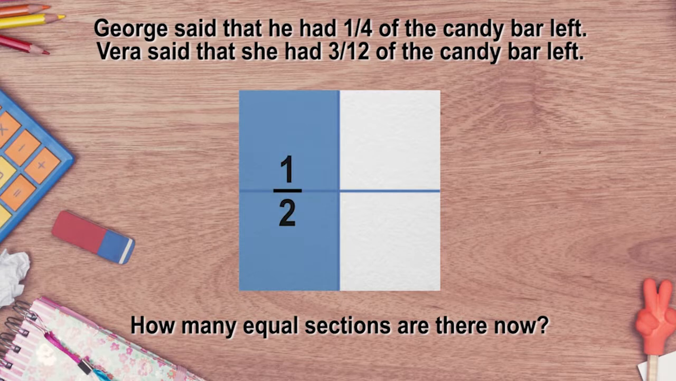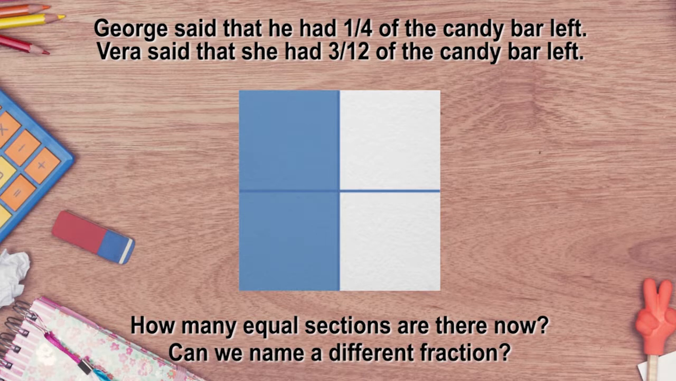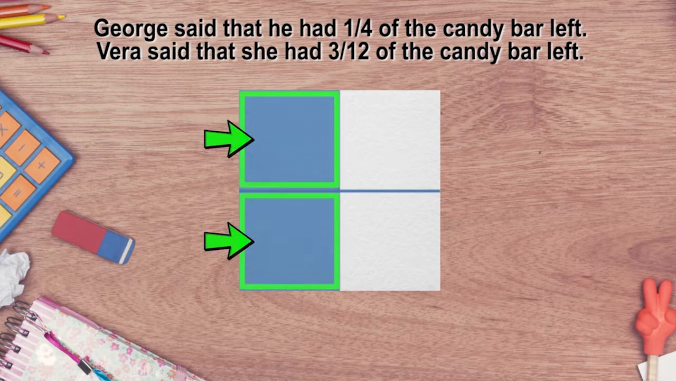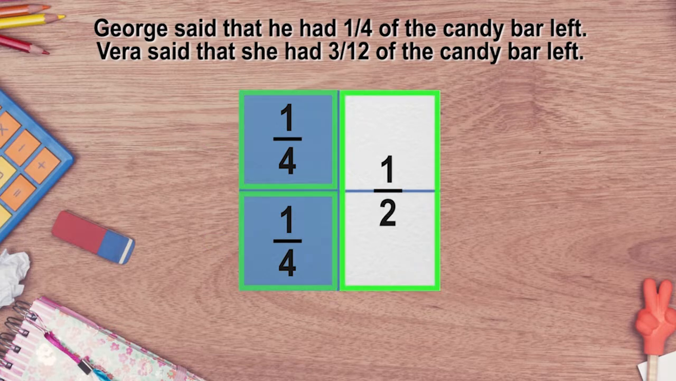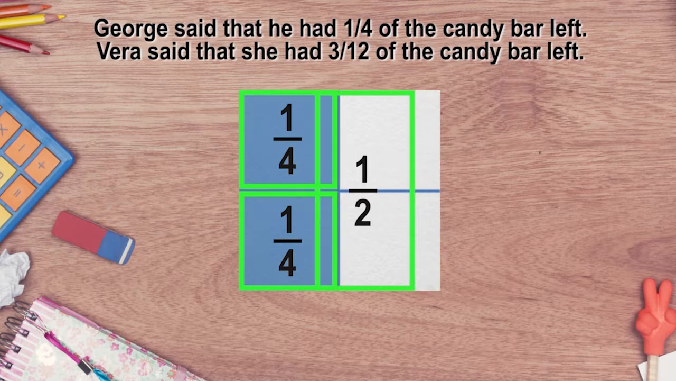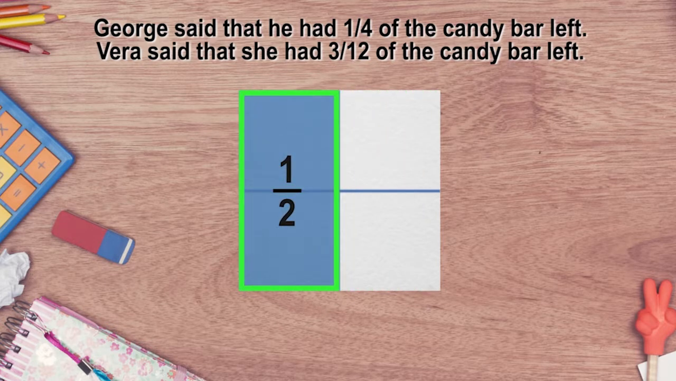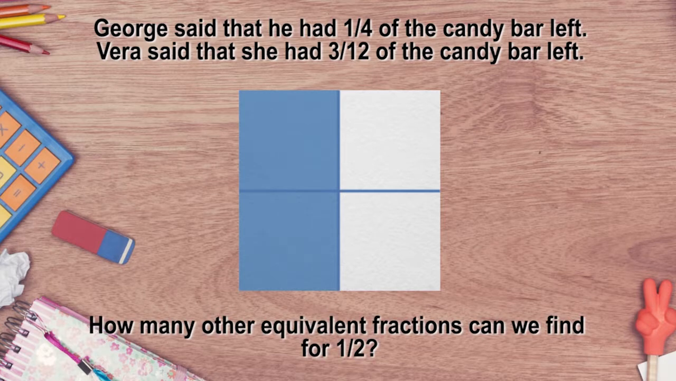We still have the same 1/2 shaded, but can we name a different fraction as there are 4 equal sections now? 2 of the 4 sections are shaded, so 2/4 is also represented by this model. Although the fractions 1/2 and 2/4 look different, we can see they represent the same amount or are equivalent fractions. How many other equivalent fractions can we find for 1/2?